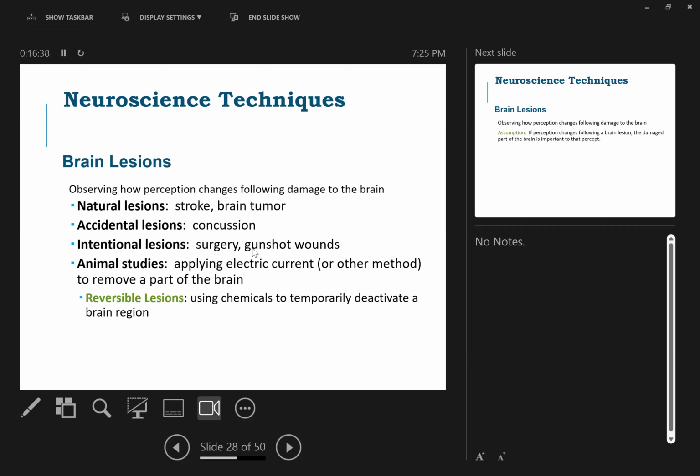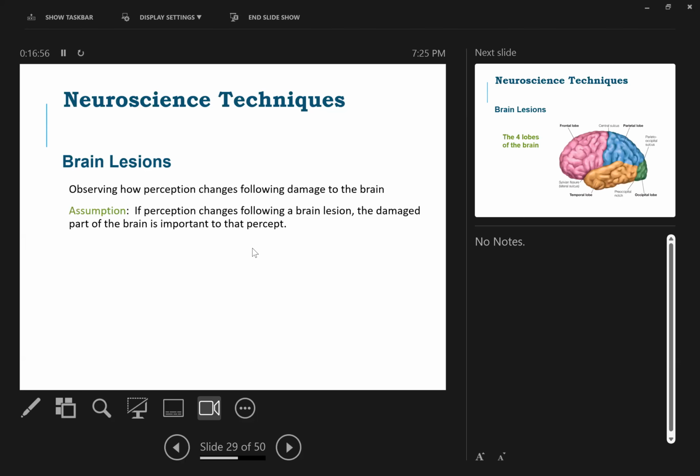Or it could be reversible. You could actually inject some chemicals to deactivate a certain area of the brain. And as soon as the chemical wears off, the brain goes back to normal. The benefit of that is that it's reversible.